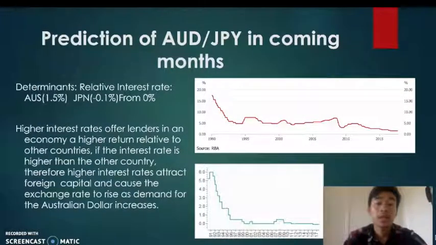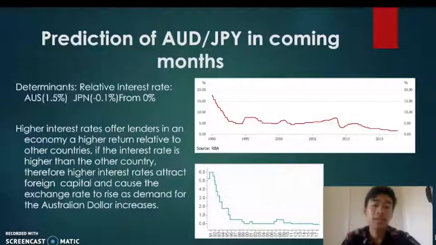The second determinant I will discuss is the relative interest rate. The current relative interest rate for Australia is 1.5%, whereas Japan is negative 0.1%. Interest rate, inflation, and exchange rates are highly correlated. By manipulating interest rates, central banks exert influence over both inflation and exchange rates, and changing interest rates impact inflation and currency values. Higher interest rates offer lenders in an economy a higher return relative to other countries. Therefore, higher interest rates attract foreign capital and cause the exchange rate to rise.